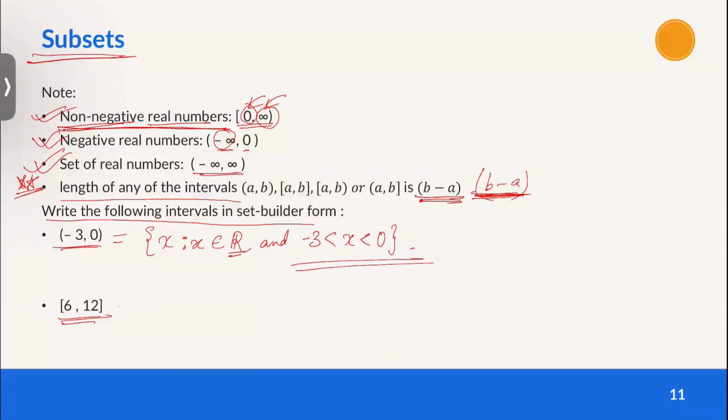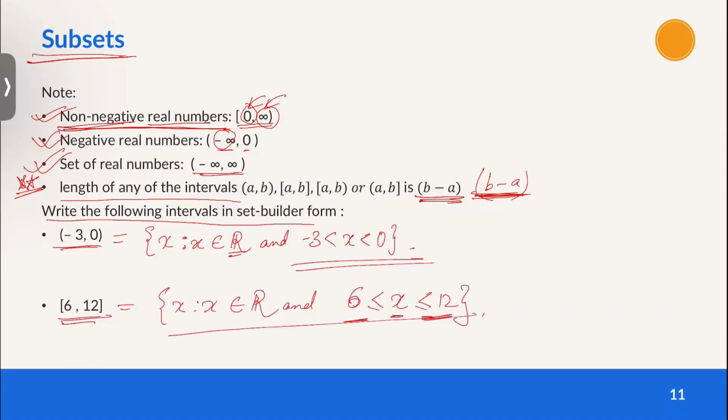In this example, you have to write X such that X belongs to real numbers, and if you write 6, 6 is included in X and also 12. So X is greater than or equal to 6 and less than or equal to 12. So this is the set builder form for this expression or this set, and this is the set builder form for this set.